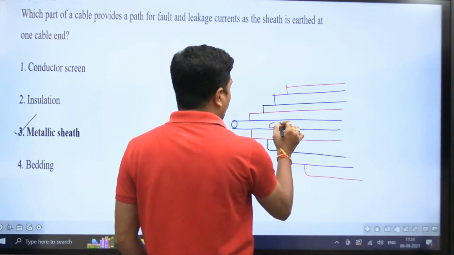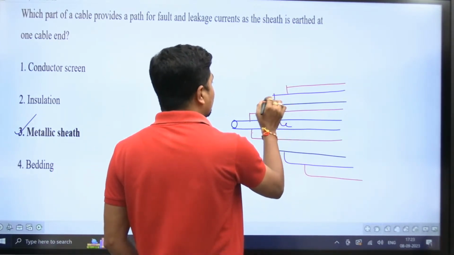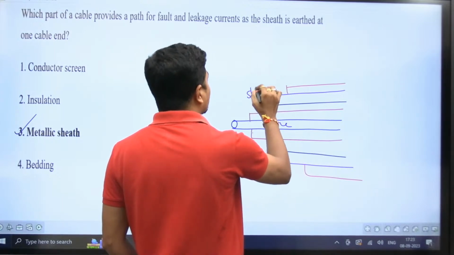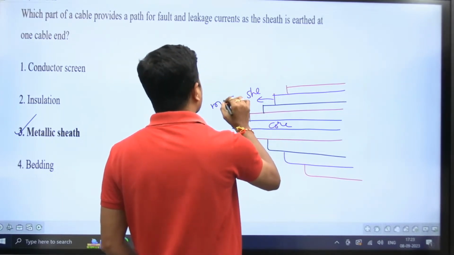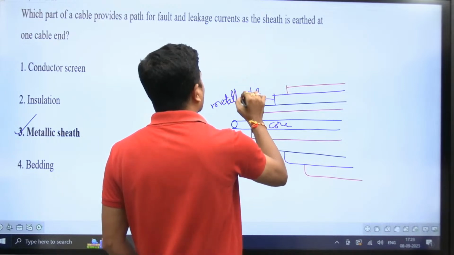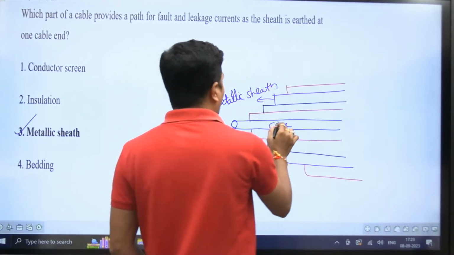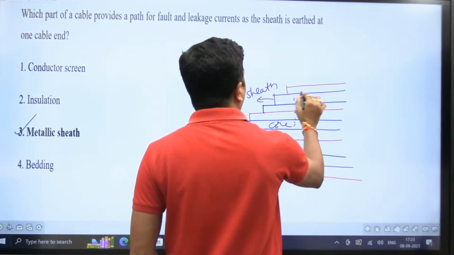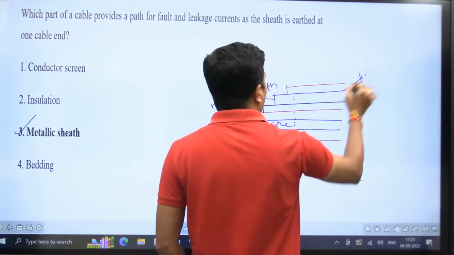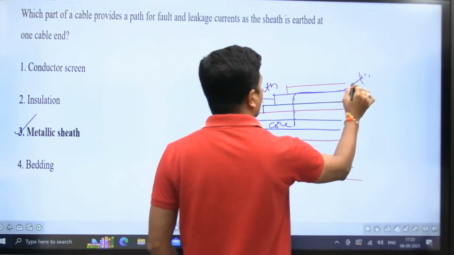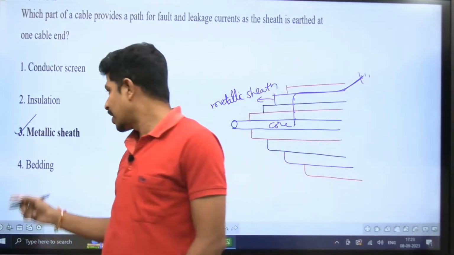This is core. This is metallic sheath. So leakage current will flow from the core to the ground. The metallic sheath is grounded to the ground through this metallic sheath. Answer is metallic sheath.